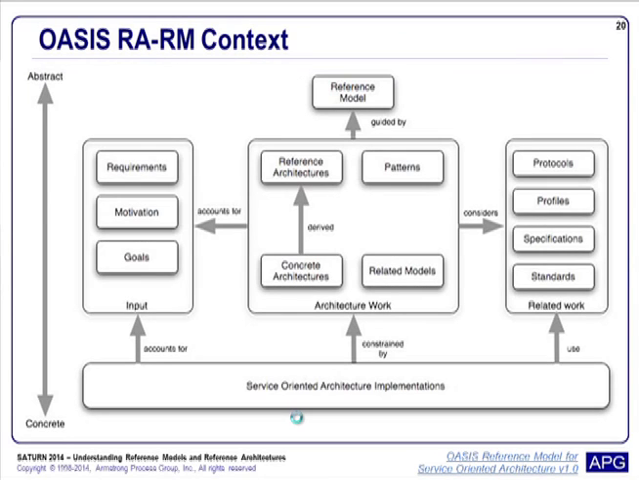So there's a nice conceptual graphic in the OASIS reference model on the relationship between reference architecture and reference models, and I think this has affirmed my view on this. But again, this is kind of high-level squishy stuff, so I want to give you some examples.